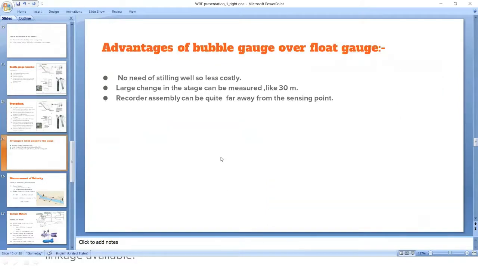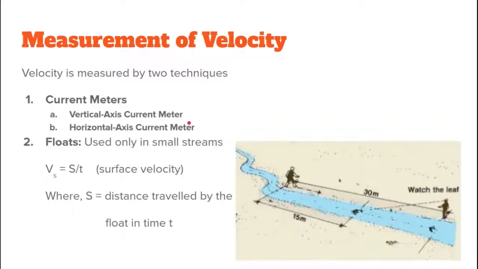Now, these are some of the advantages of the bubble gauge over the float gauge. In the bubble gauge we don't need a stilling well, so it is less costly. And in the bubble gauge, large changes in the stage can be measured, like 30 meters, and the recorder assembly can be quite far away from the sensing point. Because in case of the float gauge, the stilling well should be near the bank of the river.